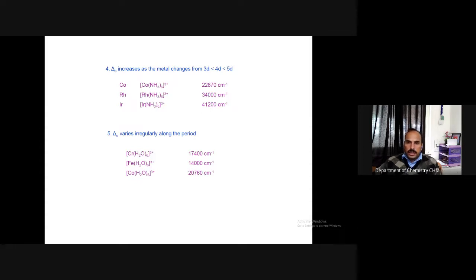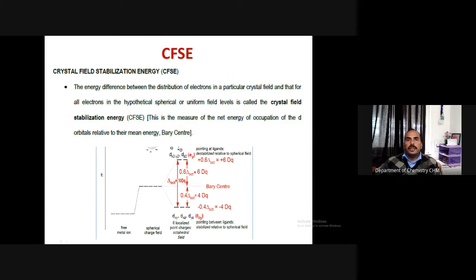The next thing that comes actually is the stability of the system. So we will take about 10 minutes on this topic: CFSE, crystal field stabilization energy. What is this? The energy difference between the distribution of electrons in a particular crystal field and that for all electrons in a hypothetical spherical or uniform field level is called the crystal field stabilization energy.